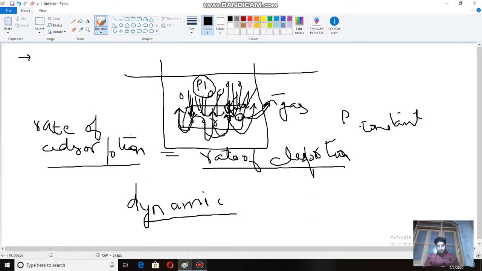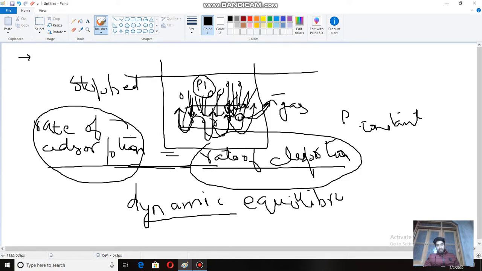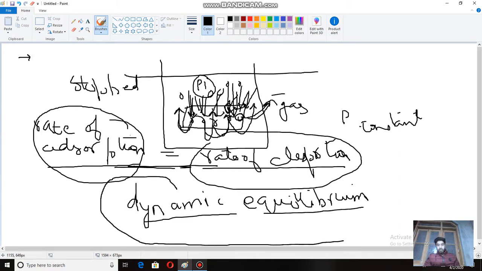That means by naked eye, if we see this system, we will think that the adsorption has stopped, but actually it's not like that. The rate of adsorption has just become equal to the rate of desorption, and this type of equilibrium is known as dynamic equilibrium. That means if we keep the pressure constant, after some time a state of dynamic equilibrium will be there.